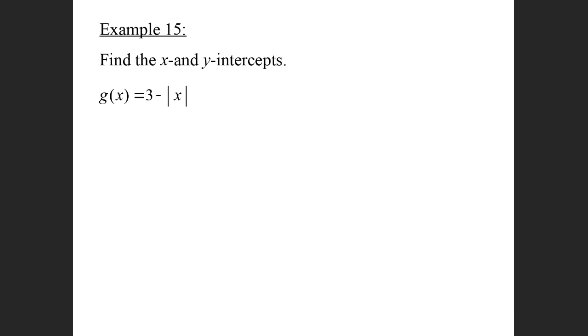First, let us start with the easier intercept, the y-intercept. So how to find the y-intercept in this case? The y-intercept is g of what? Of 0. So just replace x with 0. So 3 minus the absolute value of 0.